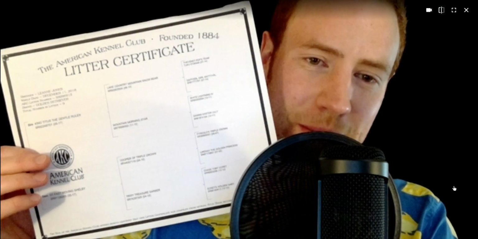So, Mosby is a purebred golden retriever. If you've ever wondered what it means to be a purebred, it basically means that his ancestors, his parents and his grandparents, were all golden retrievers, and there's documentation to prove that. So when we got Mosby, we got this document along with him. It's called the litter certificate, but it's also called a pedigree. And it basically is a family tree for Mosby.